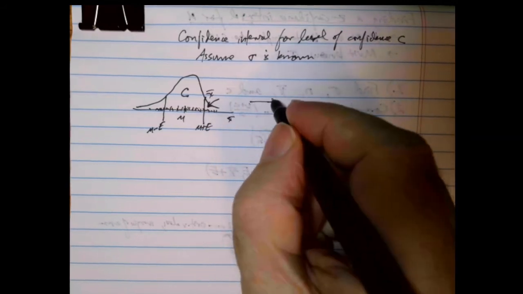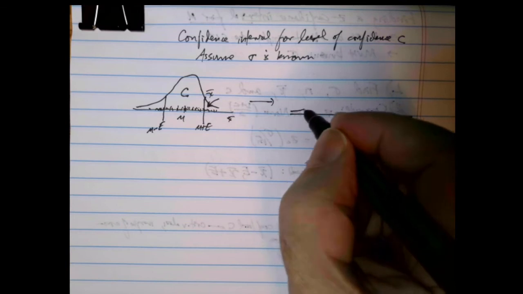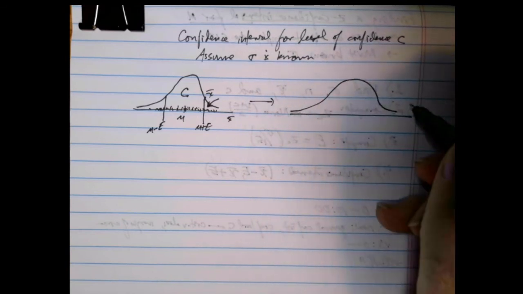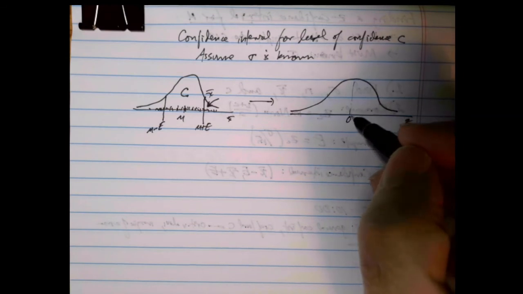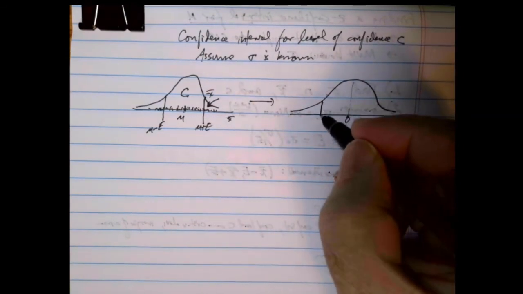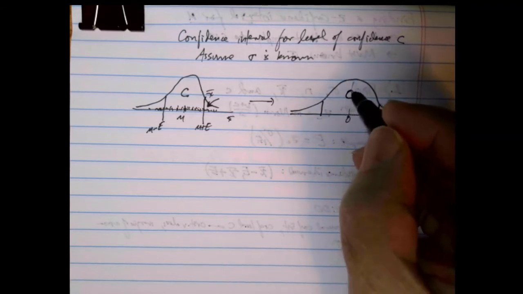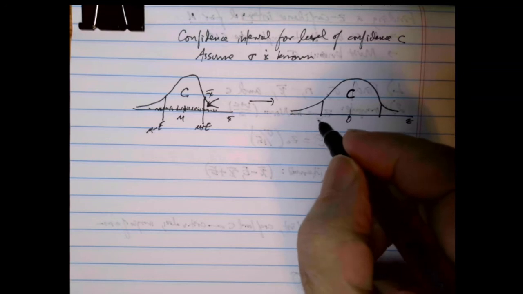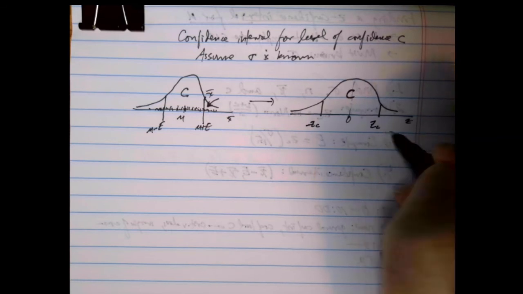So I do what I did before. I transform this over to the z-axis. And okay, there it is, z-axis. The mean, of course, comes across as 0. Right? It transforms over here as 0. And these 2 points right here are going to be the cutoffs for the middle area C. This one is called minus z sub c, and this one is called z sub c.